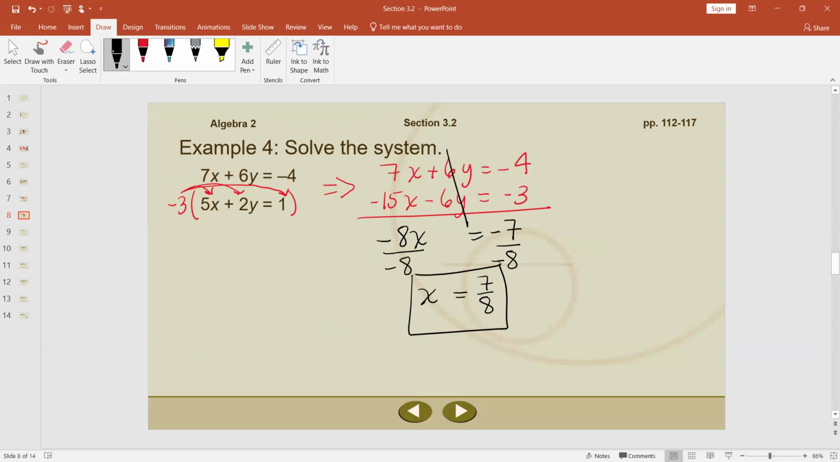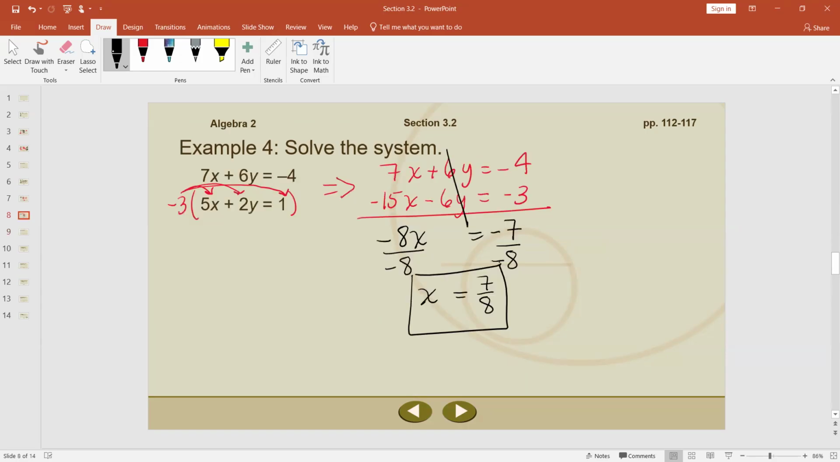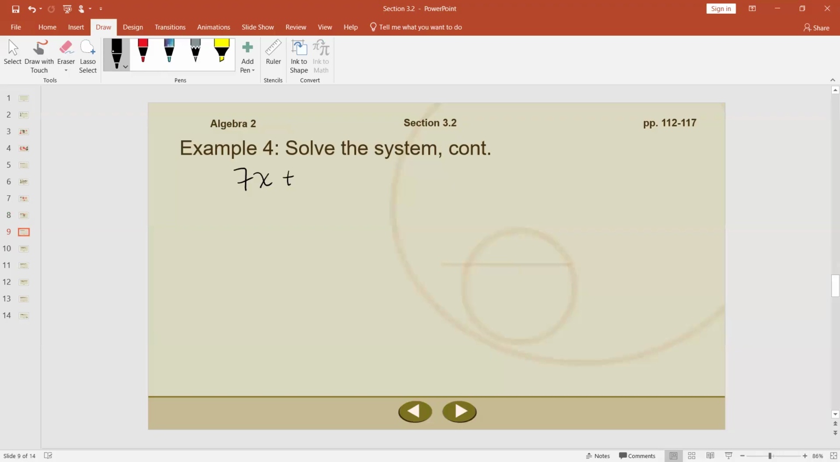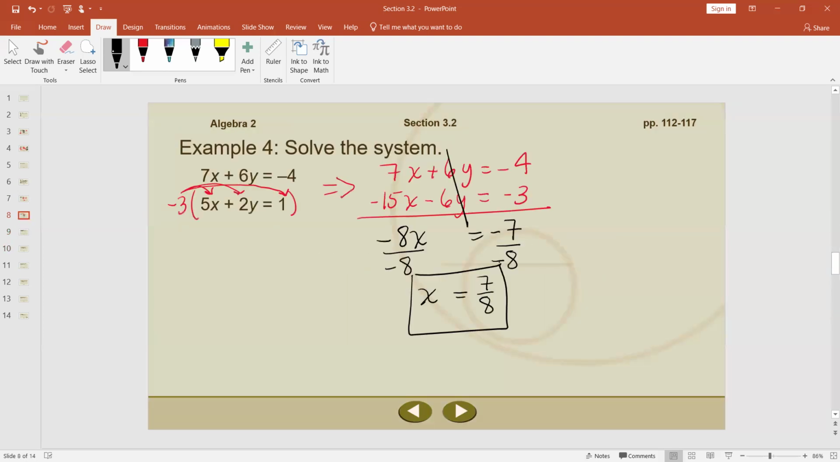Nothing in here could ever cancel the 8 in the denominator. So to solve for my y, instead of plugging in that 7/8 x and having to work with all of these fractions, I'm going to use elimination again to cancel out my x terms. And this gives you a good example of when you have to multiply both equations by some constant in order to cancel out one of your variables. I did give you 7x plus 6y, and 5x plus 2y.